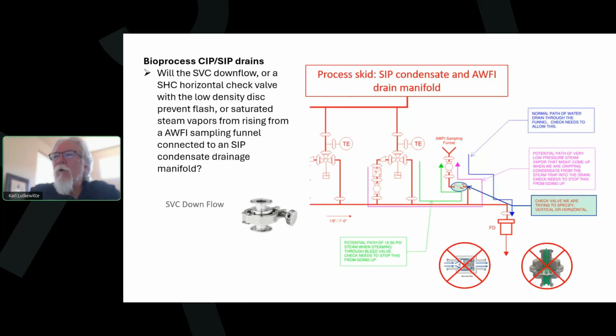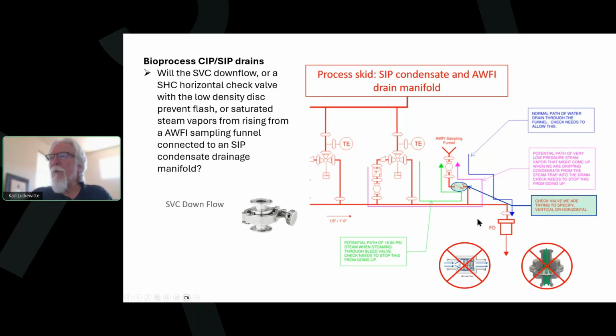Last application I want to show you, and then we'll quit, is an application where the customer could not use standard spring-loaded check valves, and he couldn't use our downflow valve either, but it's worth talking about because it's fairly common. This particular customer, and this was a piece of a drawing that he had sent, had a drain manifold that was draining SIP condensate into this sloped drain manifold. On that same manifold, they had an AWFI, ambient WFI sampling funnel drain that connected to that horizontal SIP drain manifold.